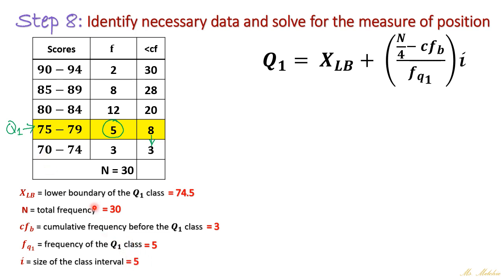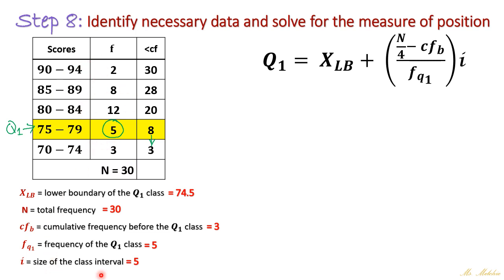So here, it's 5. Same if you're going to use other classes to check for I: 84 minus 80 plus 1, so it's 5 again. And 79 minus 75, it's 4 plus 1, it's 5 as well. So that means your I will always be 5 in this problem.